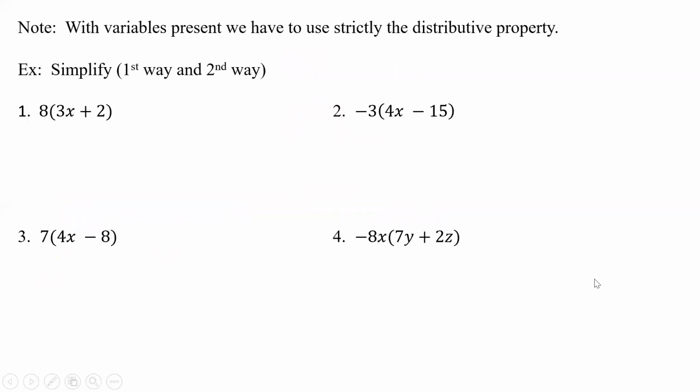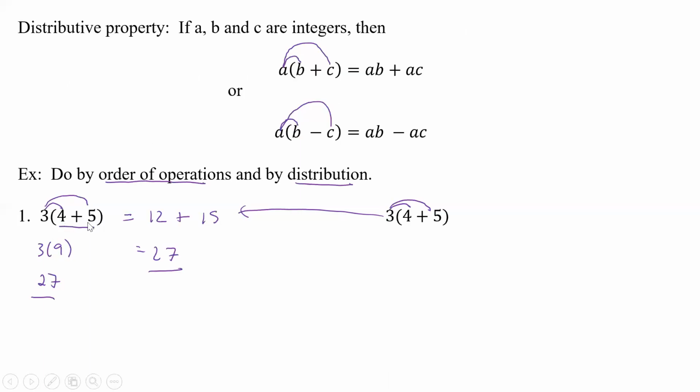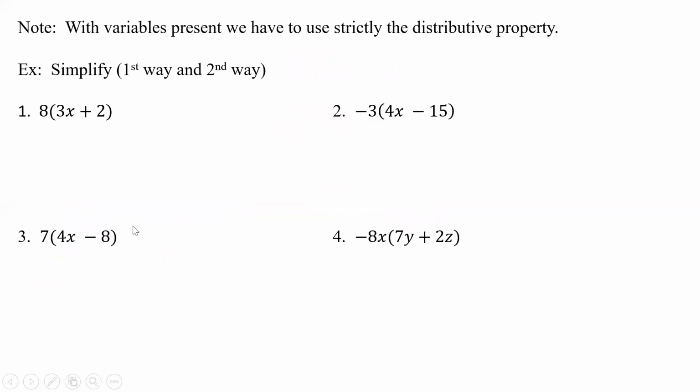All right. So now with variables present, we have to use strictly the distributive property because here we have 3x plus 2. Well, that's not like 4 plus 5 where we can add 4 and 5 together and get 9. Here we can't add 3x plus 2 together because those are not like terms. And so what we have to do is strictly use the distributive property. So we're going to take this times this, then that times that, and we're going to add them together.